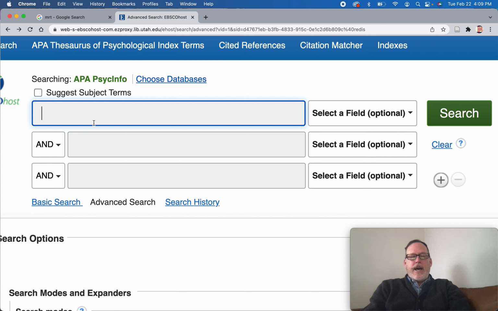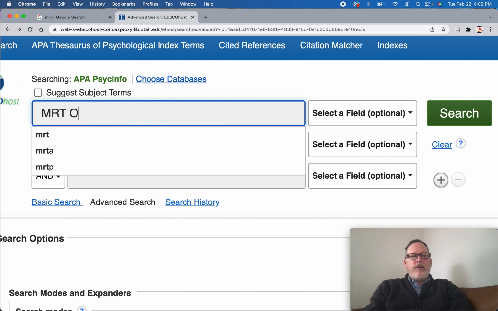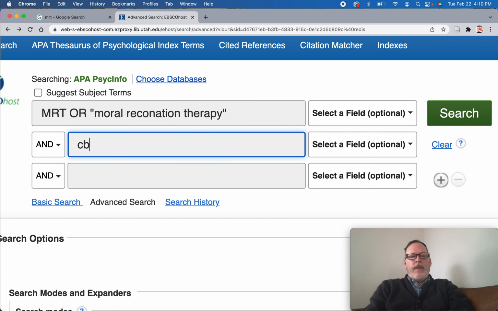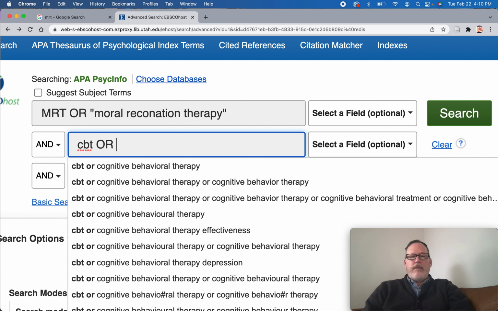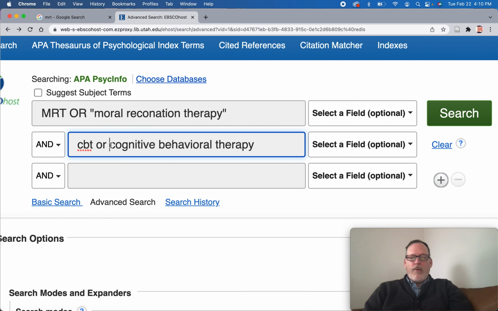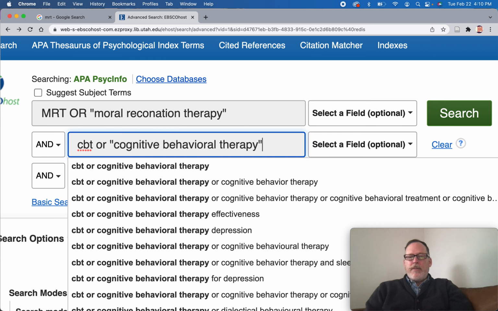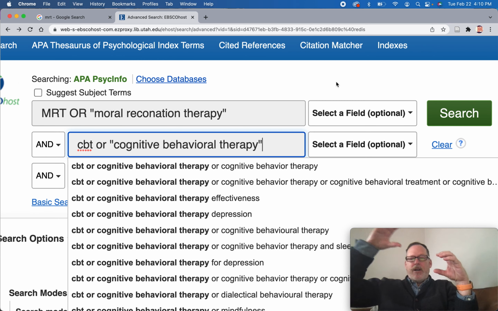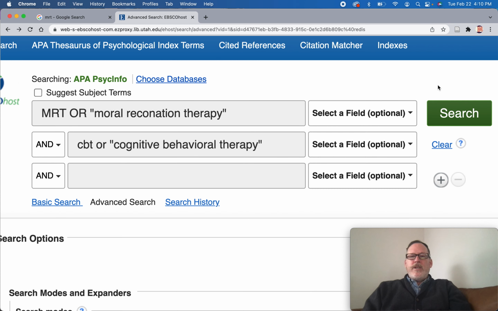But what you could do to test that, MRT or moral reconation therapy, and then you could do AND CBT or cognitive behavioral therapy. Why do I put it in quotes? Some of the databases, including this one, like it if you put quotes on there, because then it'll search for cognitive behavioral therapy in a chunk altogether instead of cognitive here and therapy there. So if we tried to find an article with both of those, it's going to be less than 530.